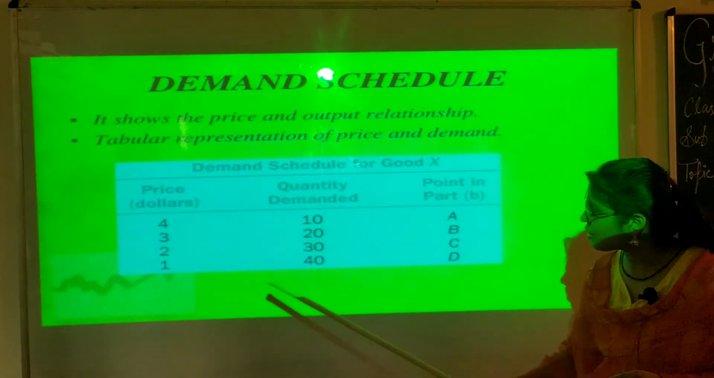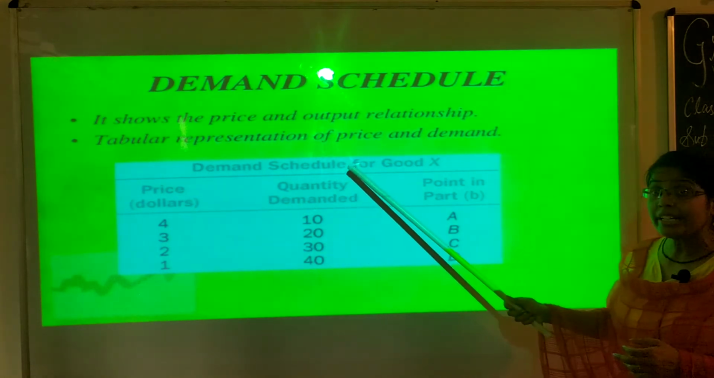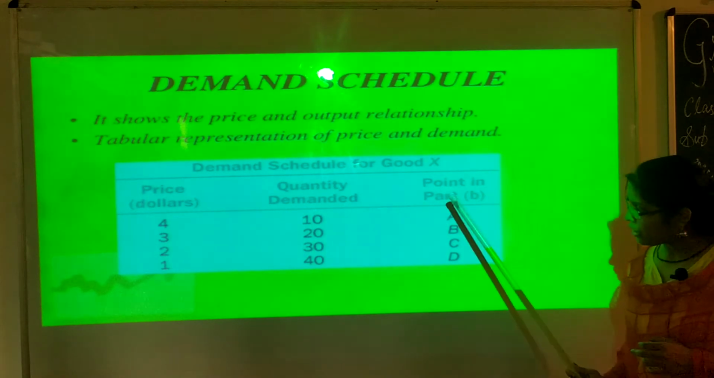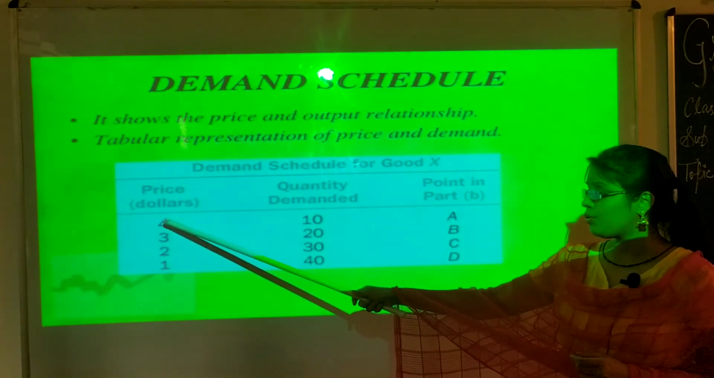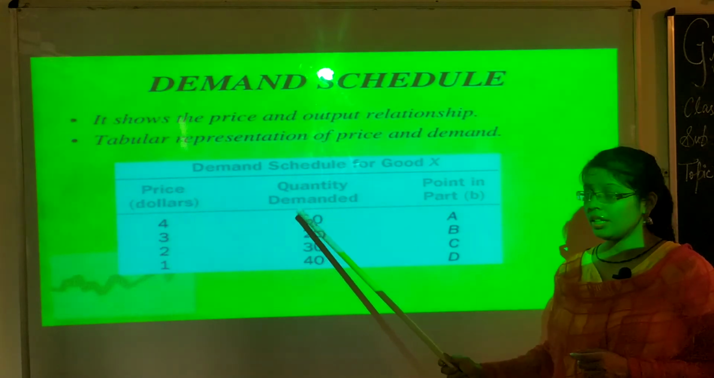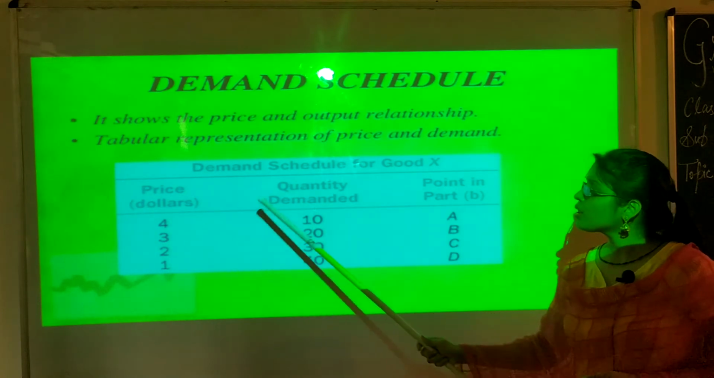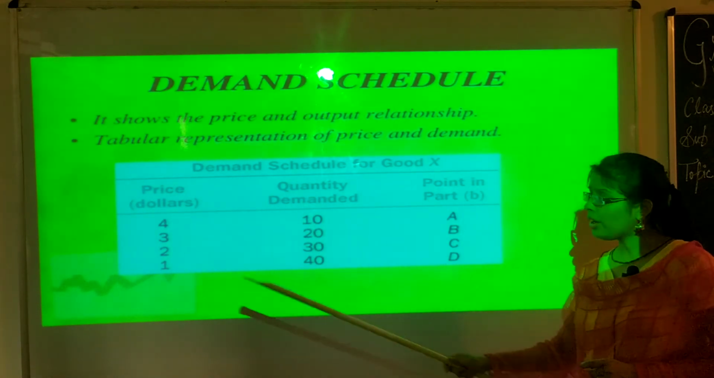You can see a table-like structure here, and here you can see the price which is in dollars as well as quantity demanded at different prices. For now you can see when price was $4, quantity demanded was 10. $3, quantity demanded 20. $2, quantity demanded 30. $1, quantity demanded 40. What does it show?